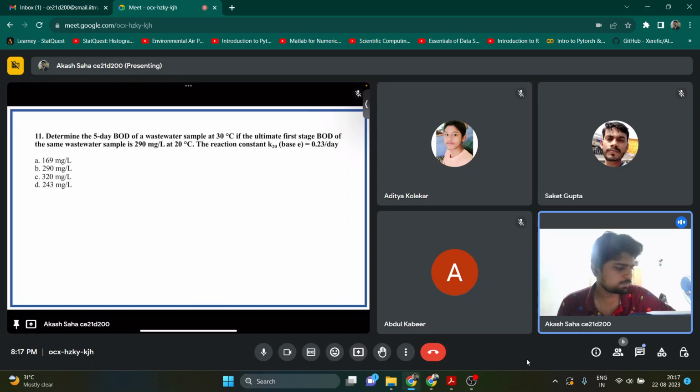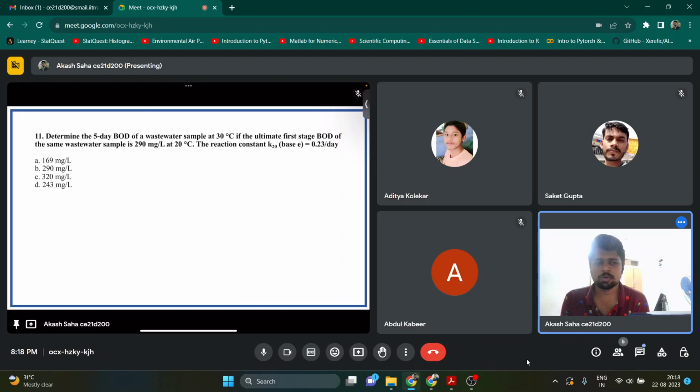Okay, so it's a direct question. We have to find the 5-day BOD at 30 degrees Celsius. The ultimate BOD is given as 290 at 20 degrees Celsius. We have to find the 5-day BOD at 30 degrees Celsius. The rate constant is also given for 20 degrees, that is 0.23, and the base is e. So tell me what will be my 5-day BOD.